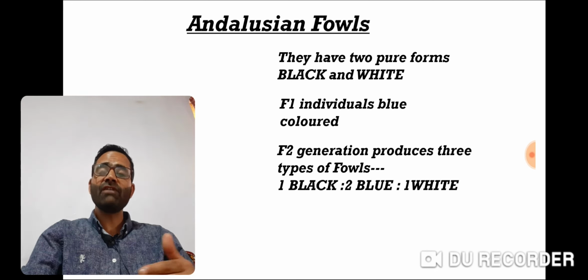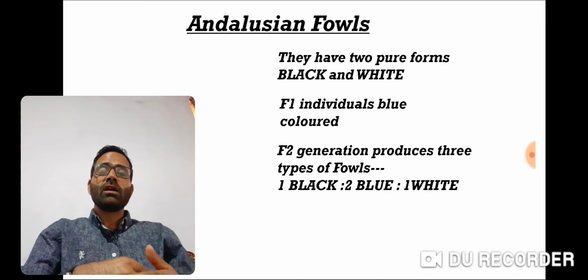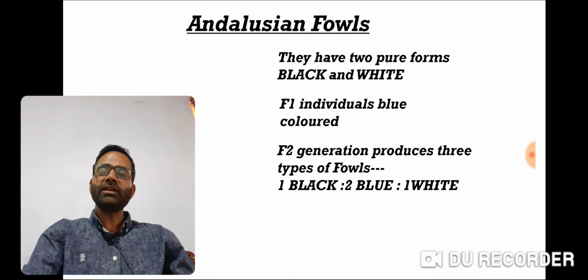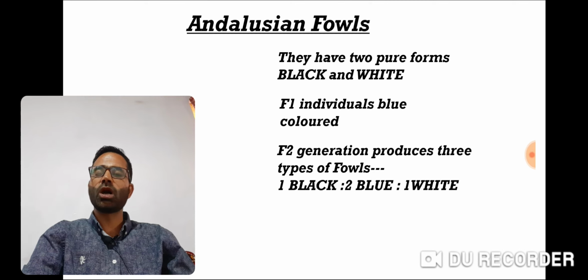And when blue colored F1 individuals are allowed to produce the F2 generation, three types of flowers will be formed in the F2 generation in the ratio of 1:2:1. 1 black, 2 blue, and 1 white.